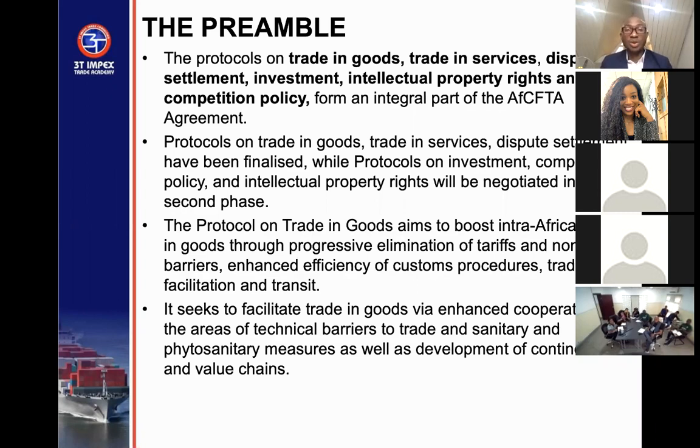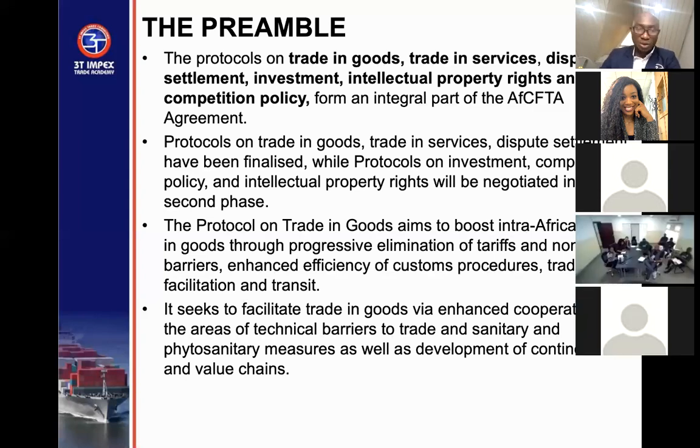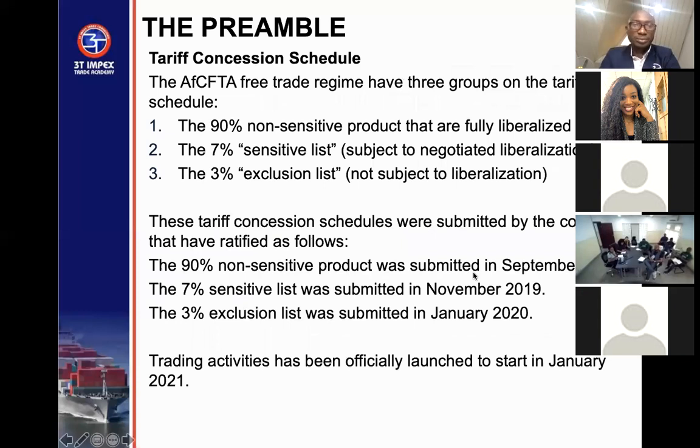The protocol on trade in goods is aimed to facilitate intra-African trade through a progressive elimination of tariff and non-tariff barriers, enhance efficiency of customs procedure, and trade facilitation and transit. It seeks to facilitate trade in goods via enhanced cooperation in the area of technical barriers to trade and sanitary and phytosanitary measures. Tariff concession schedule.